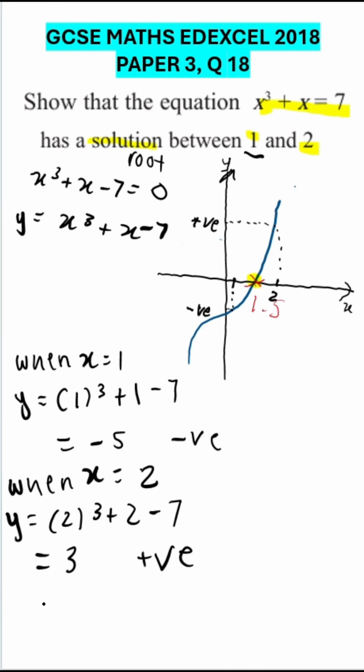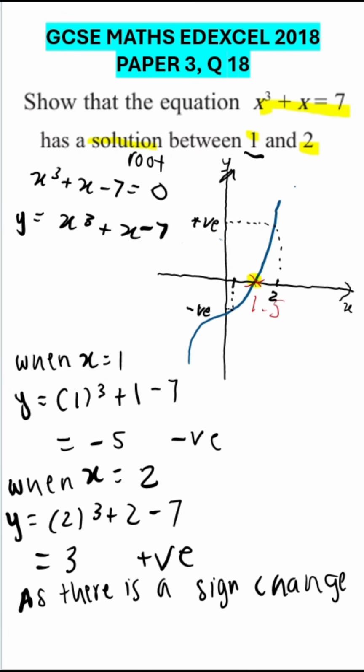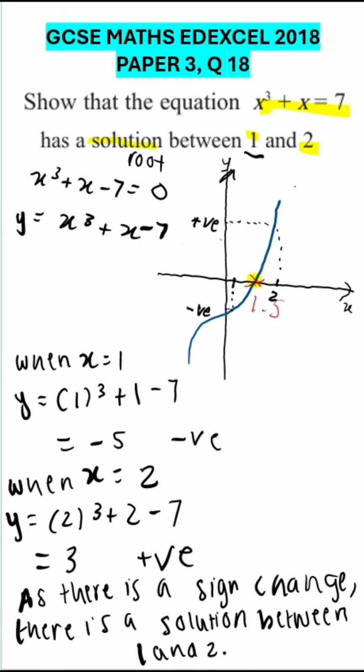Now you just have to write a conclusion, and make sure you do not forget this step because there are marks for this step. So I'm going to write, as there is a sign change, there is a solution between 1 and 2.